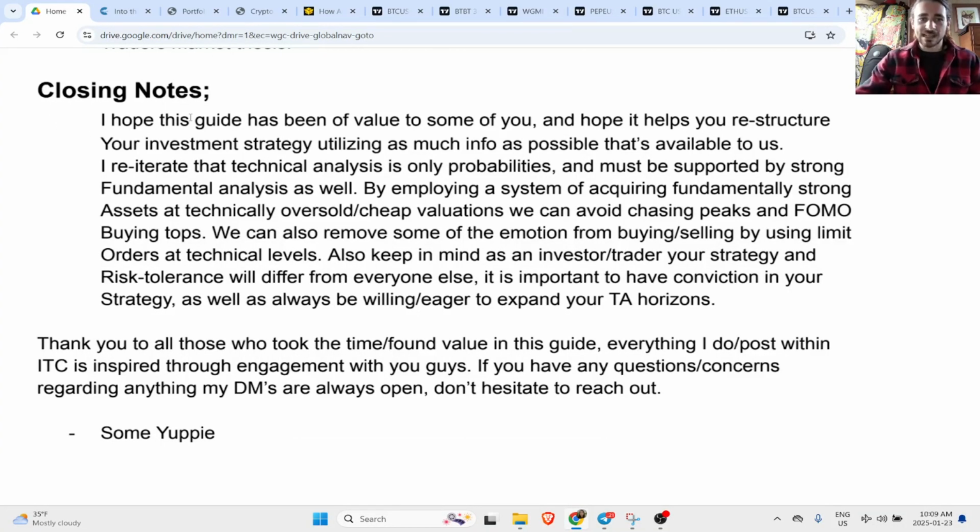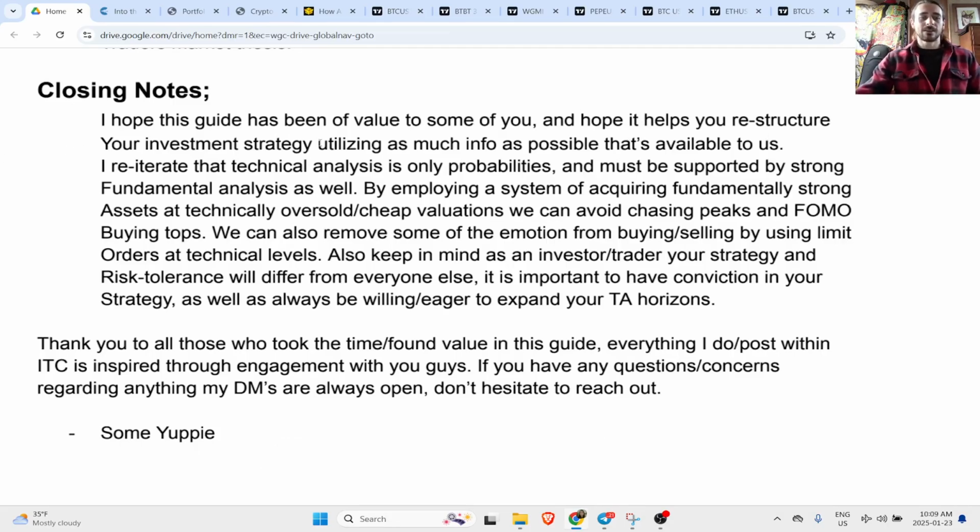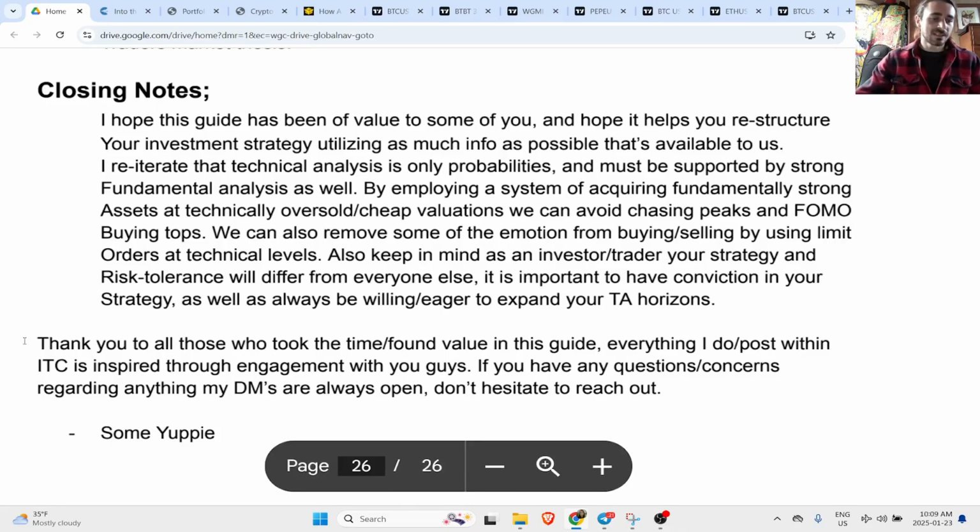I do hope this guide's been useful for you, and I hope it helps you restructure your investment strategy. For me personally, it changed my strategy from investing blind to still investing based on fundamentals, but also looking for a bit of technical backing to increase the odds that I'm on the right side of the moves.